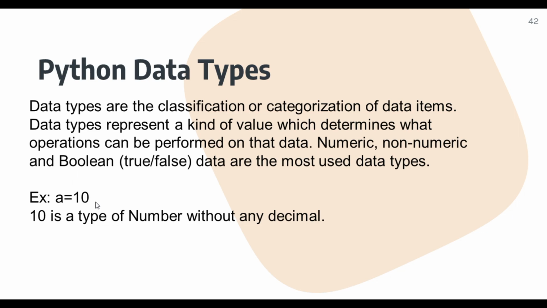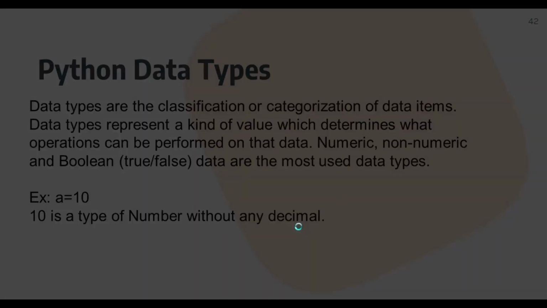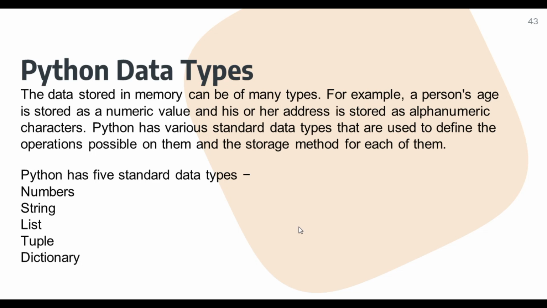Here a equals to 10. So 10 is a type of number, but without any decimal. The next part you will understand: how many types of data type, which is standard data type. So the data stored in memory can be of many types. Not only name and age, I am saying string and number, it can be many types.